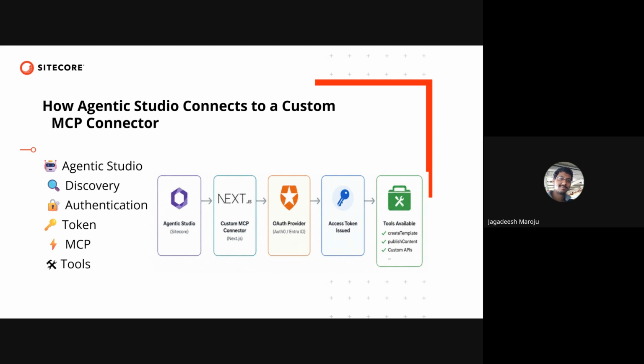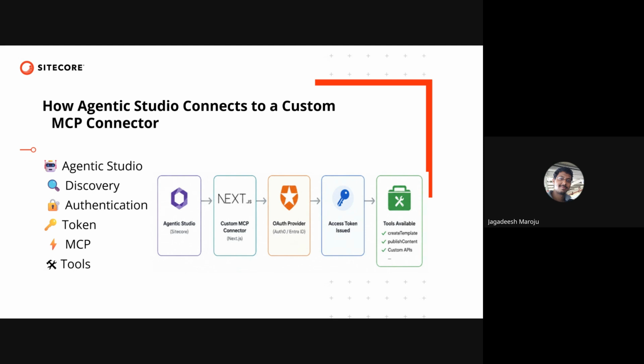After the client registration, the user is redirected to your OAuth provider. In my implementation, I used Auth0. You could use any public OAuth provider. The user authenticates and then grants consent. Auth0 then returns an authorization code, which Agentic Studio exchanges for an access token.